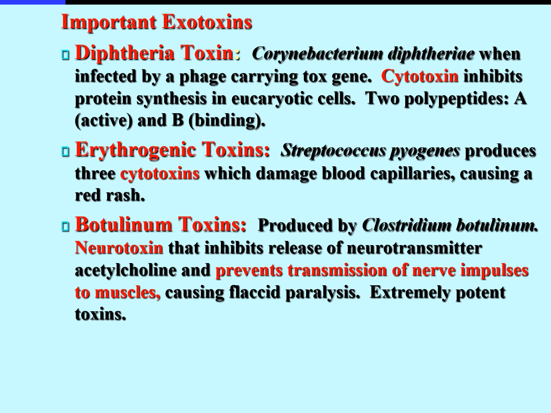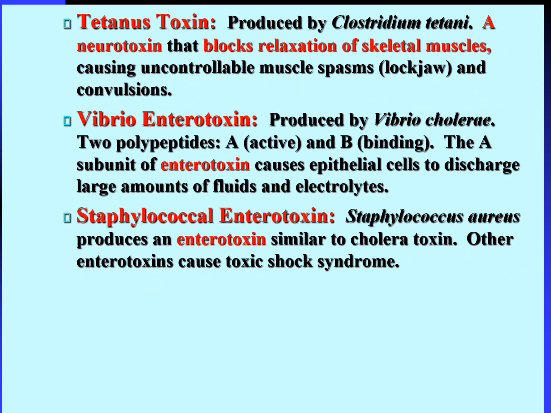Botulinum toxin is produced by Clostridium botulinum. This type of toxin is a neurotoxin that causes flaccid paralysis. Tetanus toxin is produced by Clostridium tetani. This type of toxin is a neurotoxin that causes tetanus.